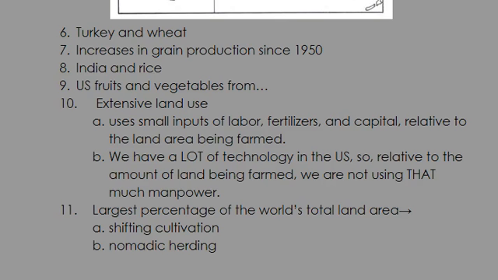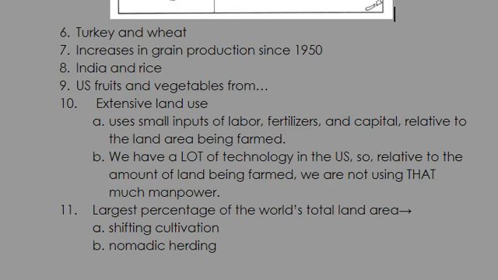All right, let's talk about extensive land use. So extensive land use basically means that you have a small input of labor, fertilizers, and capital in comparison to the land area that is being farmed. So in the U.S., we have a lot of technology. So relative to the amount of land that we're farming, the acres, we are not using that much manpower. This is an example, not an exact figure, but for every 100 acres, maybe we have 10 people working on a farm.